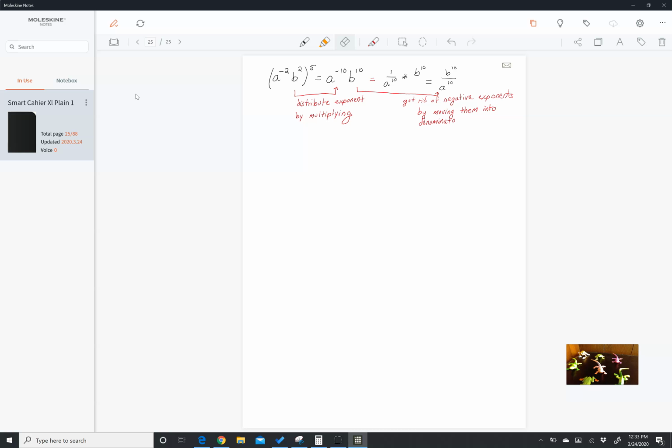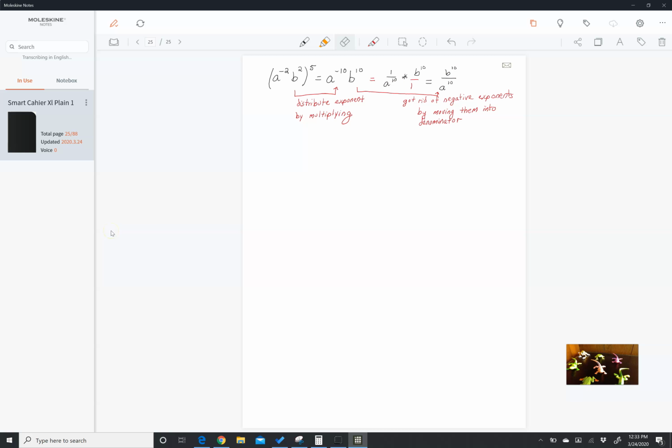So you don't have to write these separate fractions. You can't just move it, okay? You can see here, this is like b to the 10th over 1. So 1 times b to the 10th is b to the 10th. A to the 10th times 1 is a to the 10th.